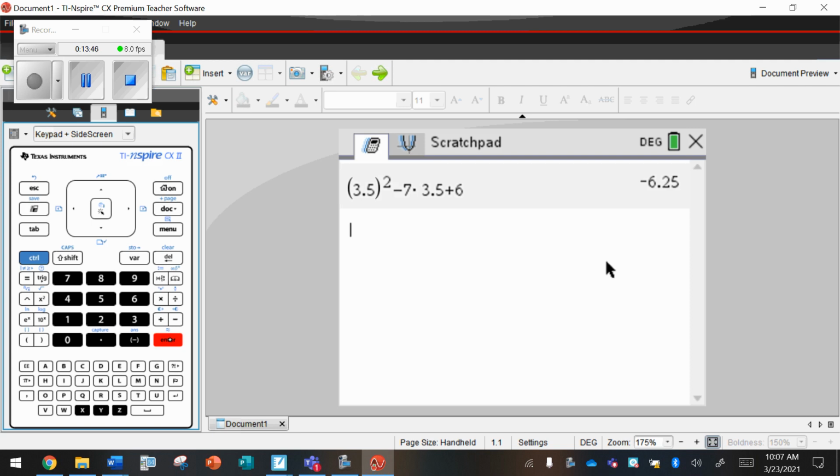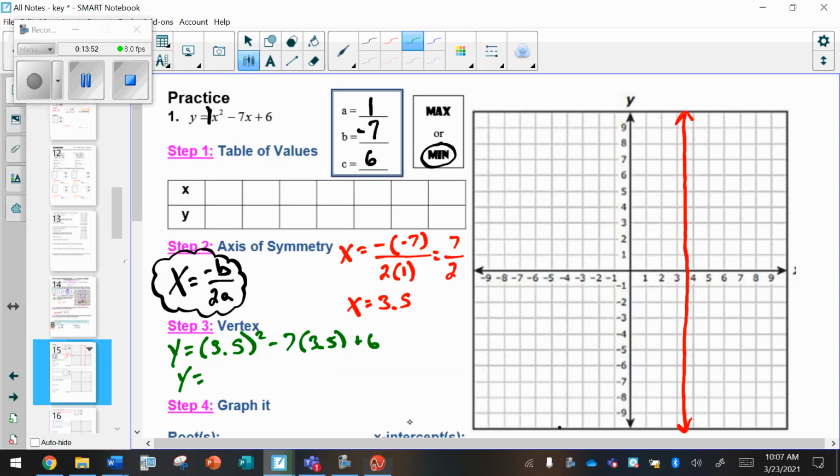There is the y coordinate for my vertex point, -6.25. So my vertex is at an x value of 3.5 and a y value of -6.25. So let's see, 3.5, 1, 2, 3, 4, 5, 6, a little bit past -6 would be my vertex.